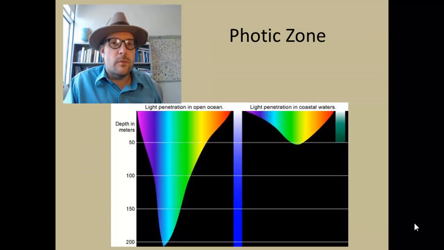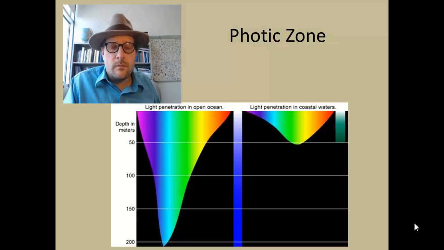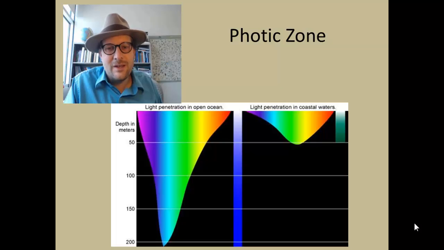Probably one of the most important constraints on organisms is whether they live within the Photic Zone or not. The Photic Zone is that zone of the ocean which light penetrates down. Now, light can penetrate at different depths depending on how many organisms there are or how cloudy the ocean is.